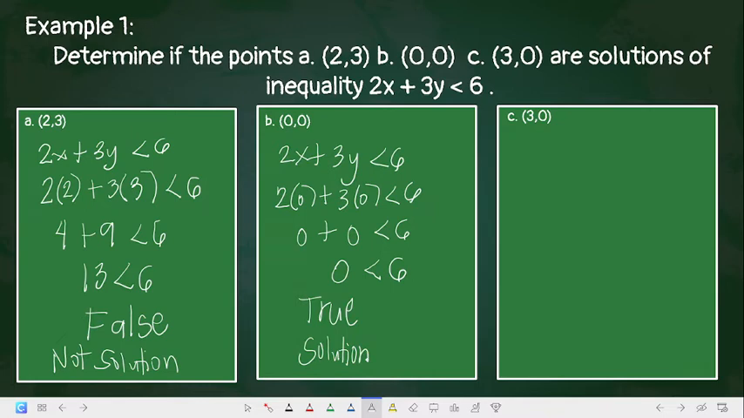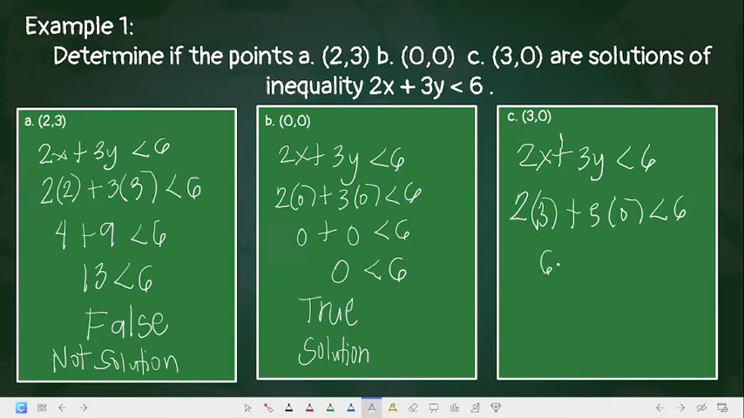Okay. Last, let's see if 3, 0 is a solution of the inequality 2x plus 3y less than 6. So, our x is 3. So, 2 times 3 plus 3 times 0 less than 6. 2 times 3, that is 6. Plus 3 times 0 is 0 less than 6. So, 6 plus 0, that is 6 less than 6.